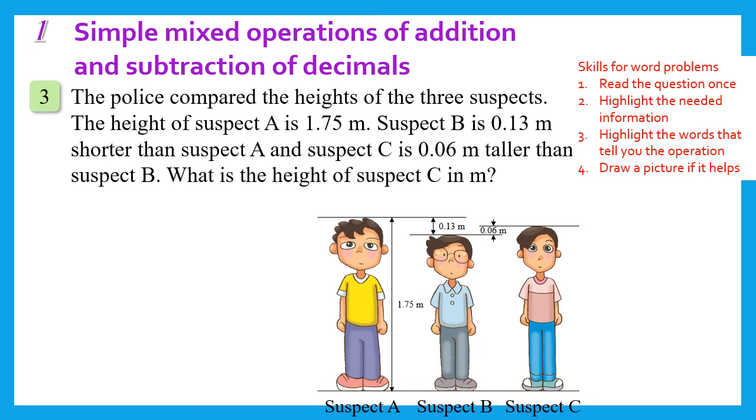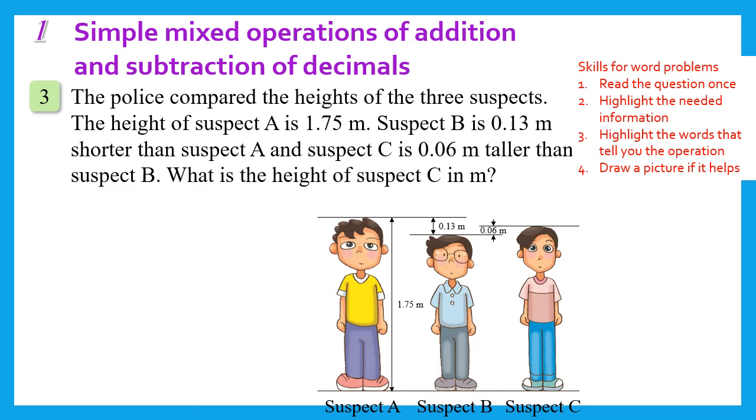Okay, after that, the police also need to compare the height of the three suspects. We know that suspect A is 1.75 m, B is 0.13 m shorter than A, and C is 0.06 m taller than B. So what is the height of suspect C in m? As you know, you have to find out the answer one by one.